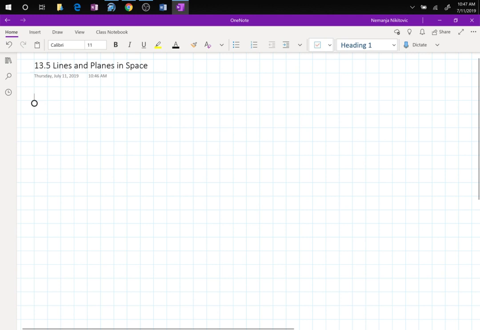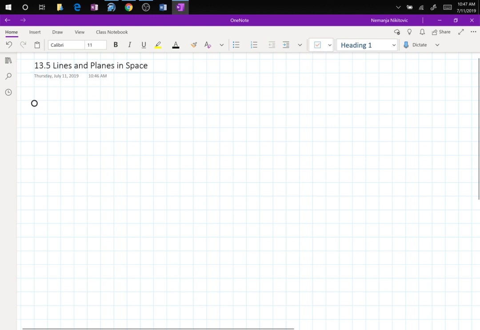Hello and welcome back to Calculus 3, section 13.5, lines and planes in space, meaning lines and planes in R3. So your good old 2D space, R2, was all one plane, which was the XY plane, and in that one you had your two-dimensional lines, which were governed by y = mx + b.